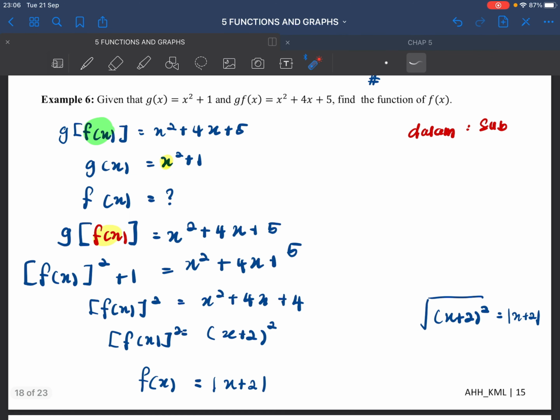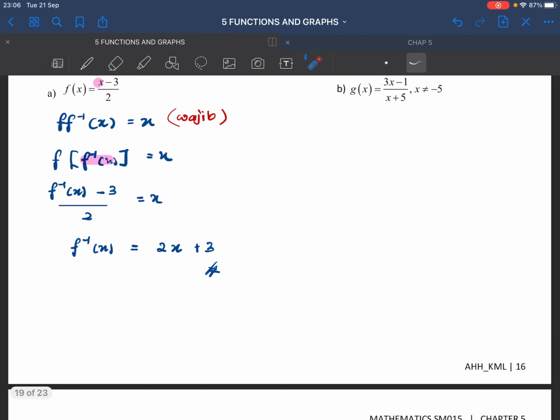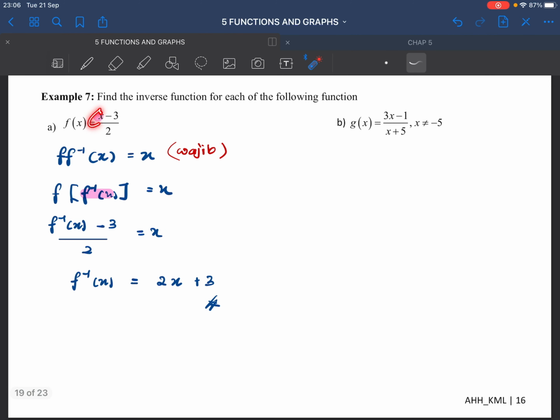Macam soalan yang ini, kamu nak cari yang dalam, so kamu substitute kan function dia dekat dalam sini. Okay, function yang kamu nak cari dekat dalam ni. So for this question, kita nak cari f inverse, so kita substitute kan dekat dalam x kita. Okay, so next, let's go to question B.